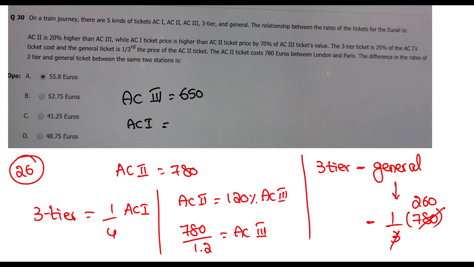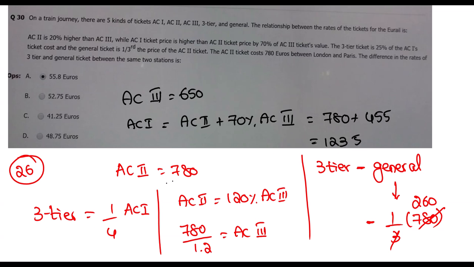is more than 2-tier ticket by 70% of 3-tier ticket. See, this is crazy, right? AC 1-tier ticket is higher than 2-tier ticket by 70% of 3-tier ticket value, AC3 value. AC2 is, we know, 780. 70% of this. Okay, so 10% means 10 will gone. 70% means 7 into 65, 455, which is altogether 531.